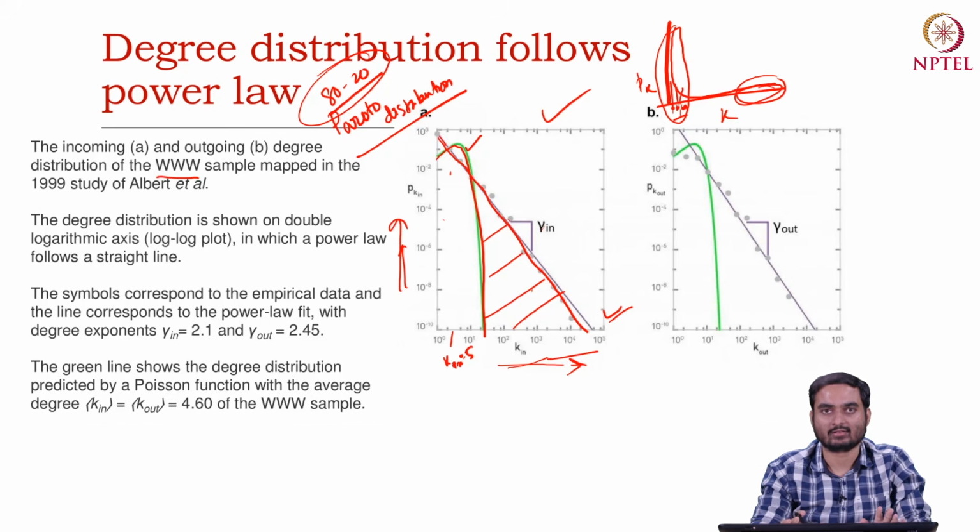So this is all about degree distribution. In the next part of this chapter, we will discuss other properties of a network. We look at centralities, we look at clustering coefficients, and so on and so forth.